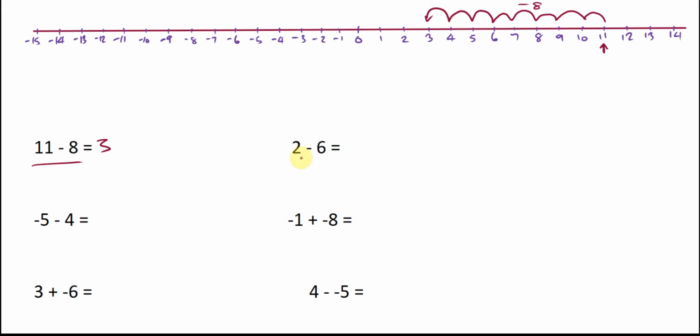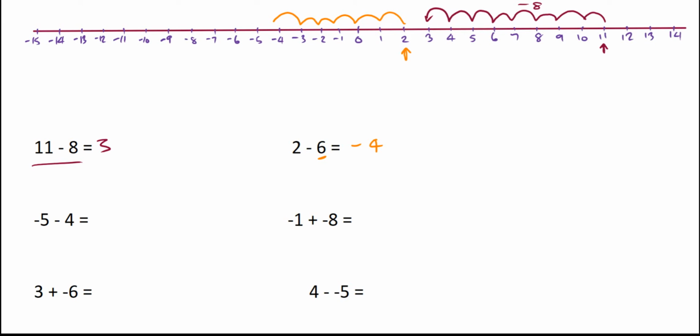Let's have a look at the next one here, 2 minus 6. So let's start at 2, which is here. We're going to subtract 6, again subtracting. We're going to jump to the left of 2, and we're jumping 6 spots. So 1, 2, 3, 4, 5, 6. So we end up here at negative 4. So the answer is negative 4. So 2 minus 6, we're getting more negative, becoming less.